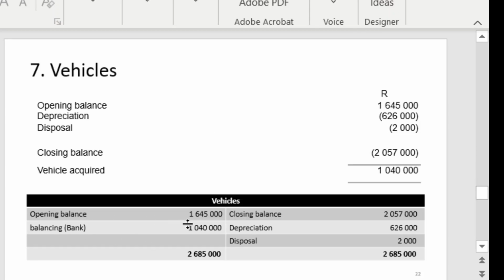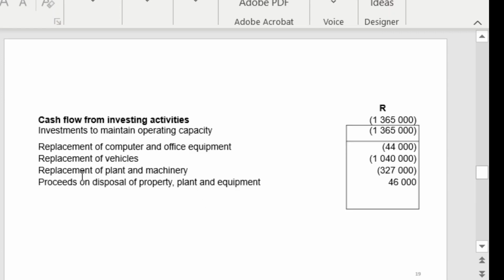The vehicles opening balance was 1,645,000, closing balance was 2,057,000, depreciation was 626,000. There was a disposal on additional information number 3, which indicates that vehicles to the value of 2,000 carrying amount was disposed of. So it gave us the balance of 1,040,000, and this will also be disclosed here as the replacement of vehicle, 1,040,000. Lastly, let us look at the proceeds.